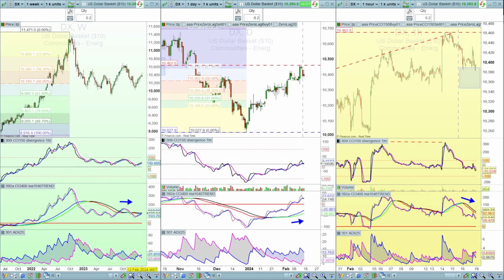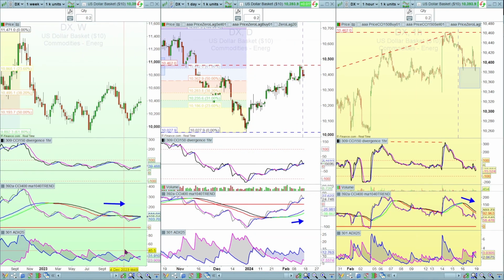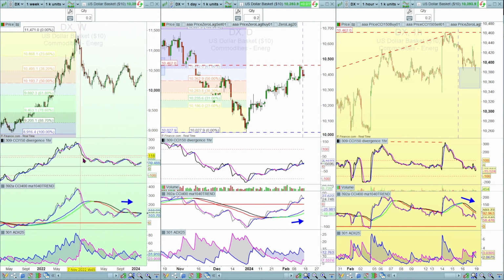Let's first look at our trend charts, including the CCI and the ADX. We've got the weekly, daily and hourly. The ADX is currently in a bullish mode on the weekly. The CCI 400 is also trending sideways but making some advancement towards its moving average. And the CCI 150, which is our divergence indicator, is moving with the price. The daily chart shows the ADX bullish, the CCI 400 also bullish, and the CCI 150 also bullish and moving in line with the price.